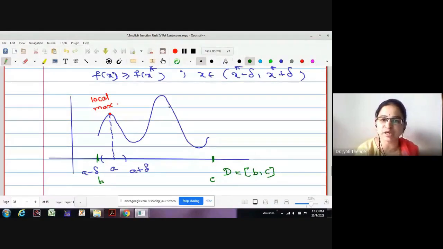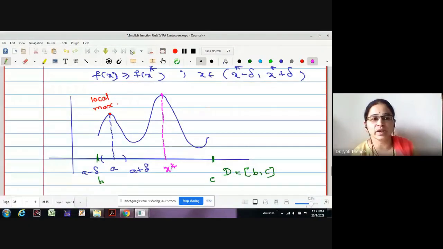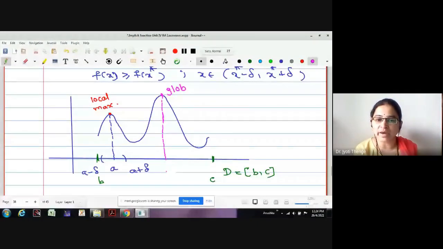Now, if you observe this peak point, one can say very easily that this point is giving us the maxima on the whole domain. Therefore, this is the global maxima. Throughout the interval, if it gives the maxima, then this is global, and if it is giving the maxima only around its neighborhood, then this is the local one. So this is a good example of global maxima.